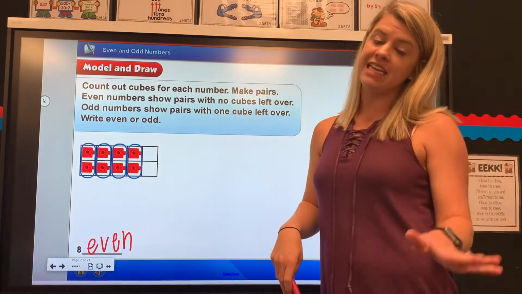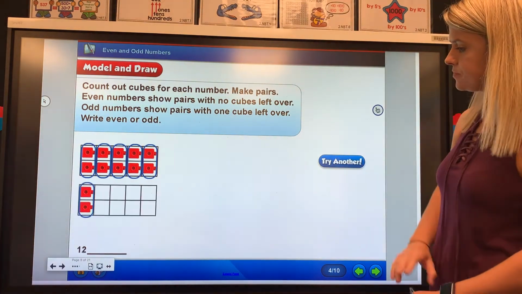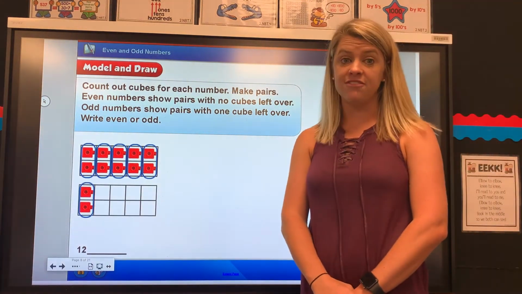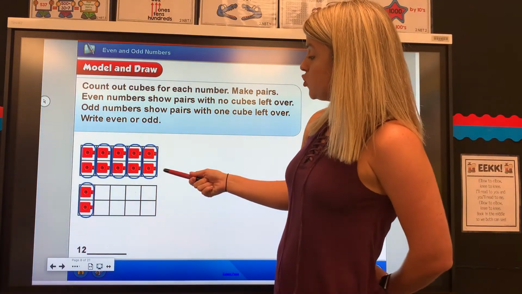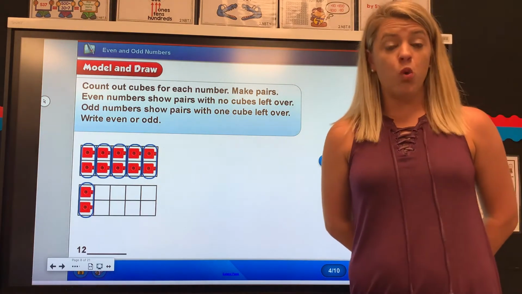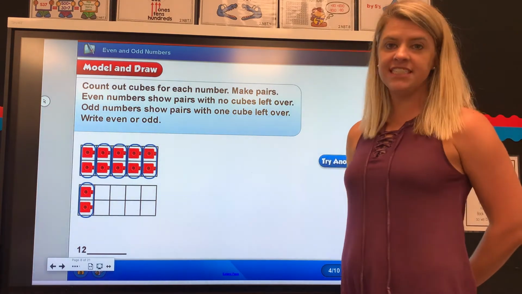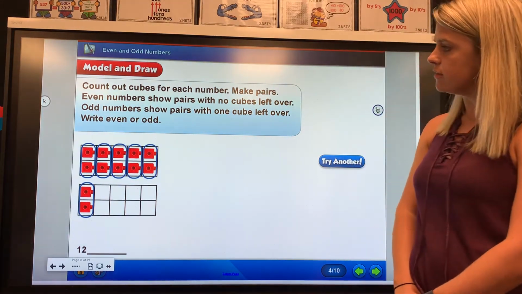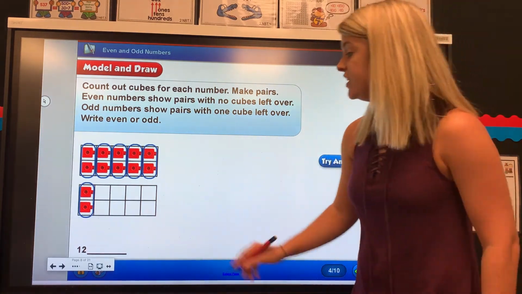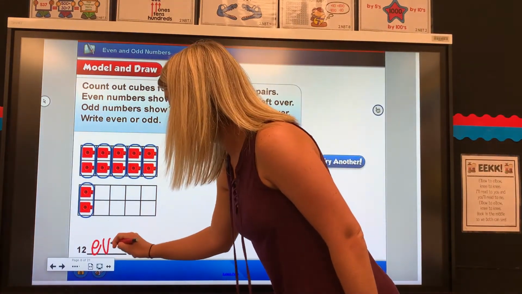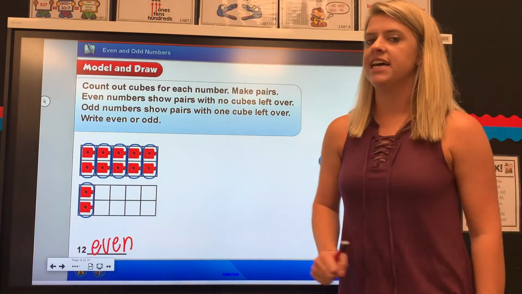Now in your book, the words even and odd were written on those two. But on our next one, like 12, you're gonna have to write it down on your own. So let's look at it. Looking at the number 12, I want to look and see if there's 1 left over. If there's 1 left over, it's odd. If there are none left, it's even. So let's look at our picture. Do we see any left over? Nope. So we know this number, 12, is even. Very good.